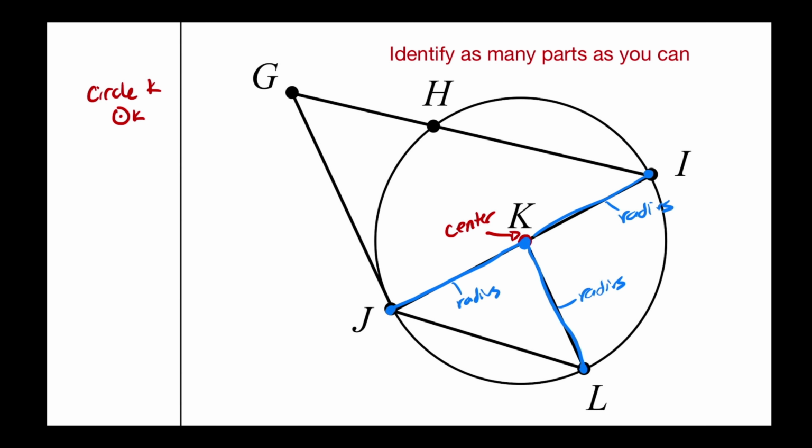Okay, so Mario brought up JL. That's not a radius, but it is something else. What is it? It's a chord. Very good. If you have a segment where the 2 endpoints are on the circle, that's a chord.